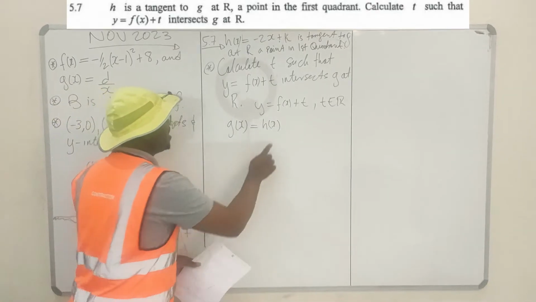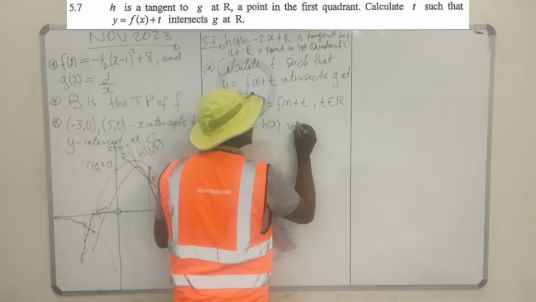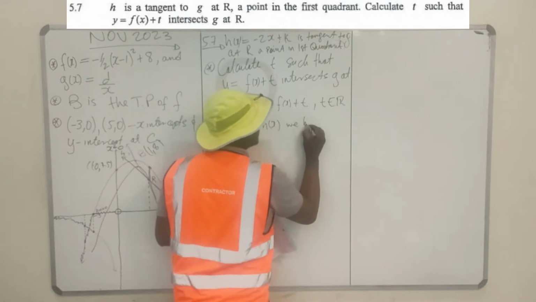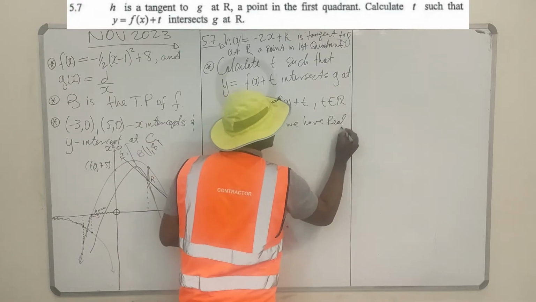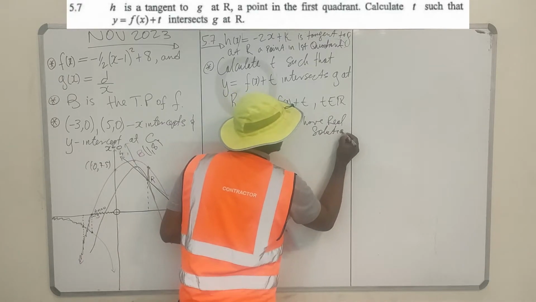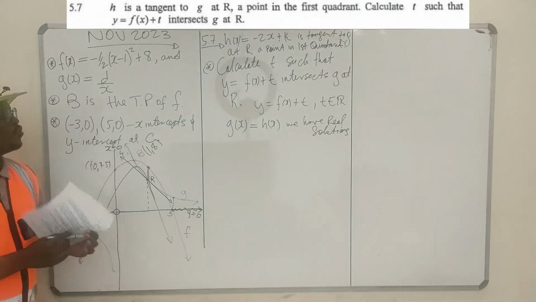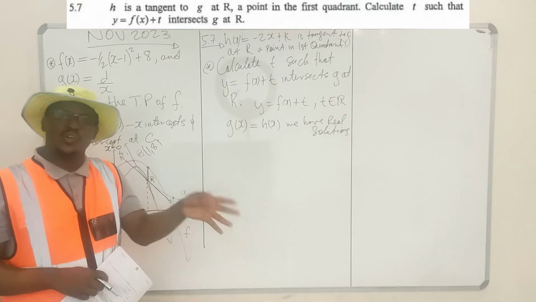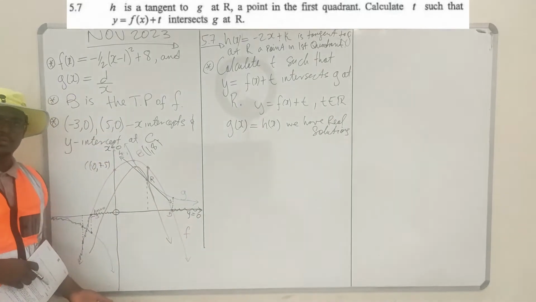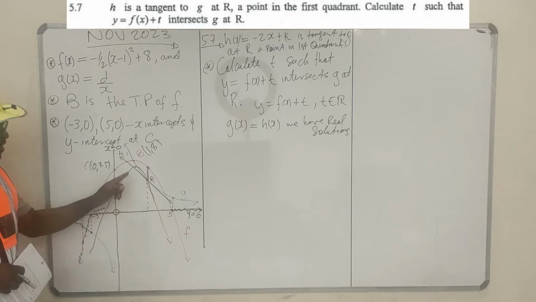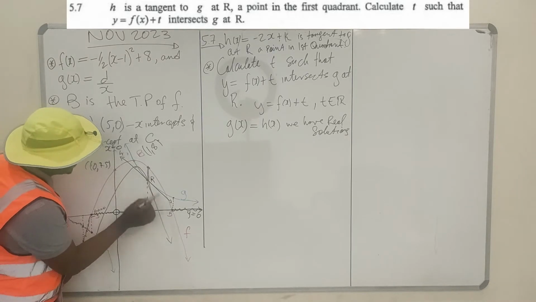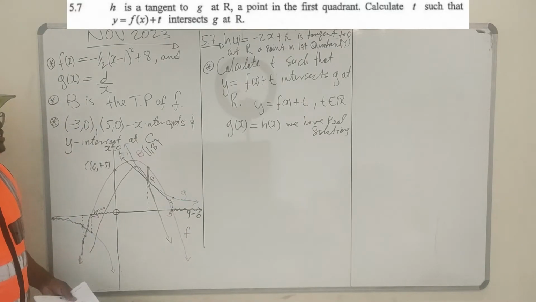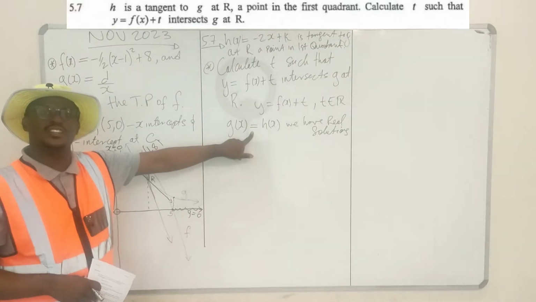So if we equate these two, we have real solutions, because we know that h touches this one. So at least at that point, they will have the same coordinates. That's what we know. Since h and g are meeting there, there is a solution. It's the point of intersection. They have the same coordinates. So this will have real solutions.